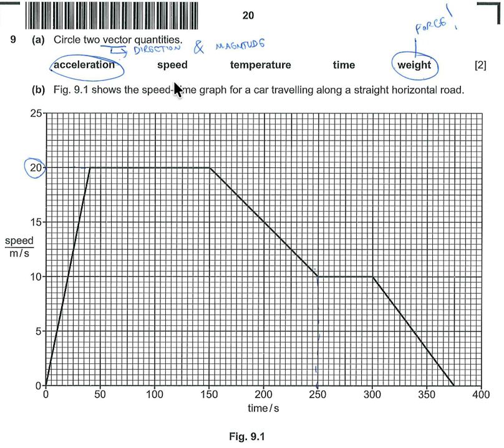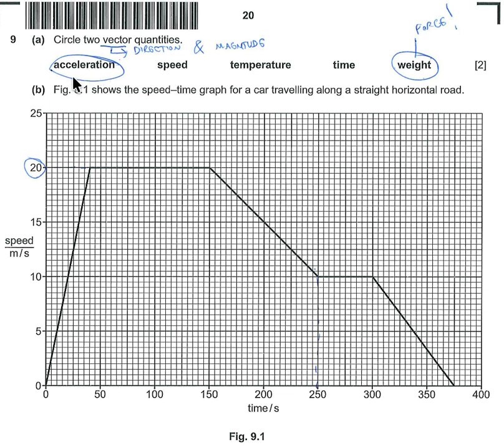The ones that are not vectors would be speed. Speed is just stated as meters per second. You don't have a direction up or down, left or right. Temperature certainly doesn't, even though it can be positive or negative, that doesn't mean you're going up or down. And time, well, can we travel backwards in time? Let's just say no for now, or that's an interesting debate.